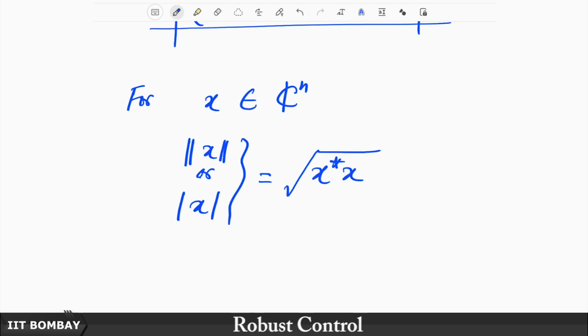And why is this square root bound to exist? Because this is nothing but the summation of the moduli of the individual entries in the n tuple. So it is bound to be positive. It can only be 0 when the vector itself, when x is equal to 0. So this is something that we call the norm.